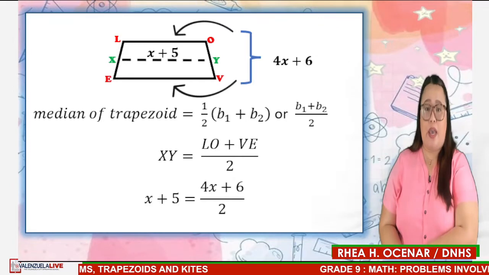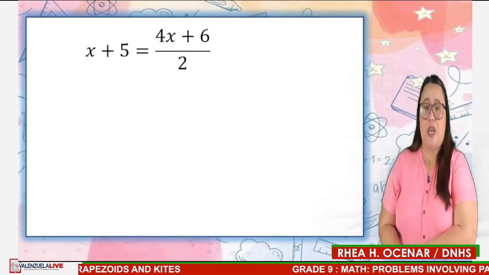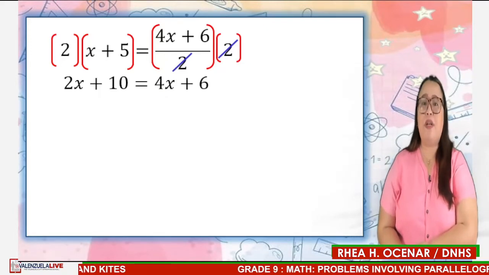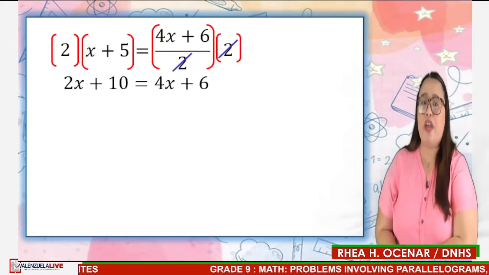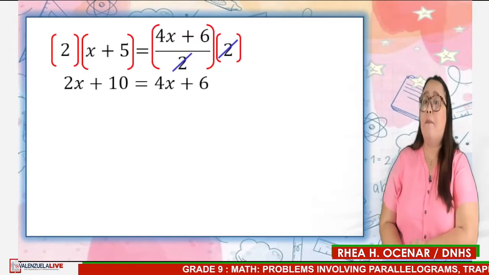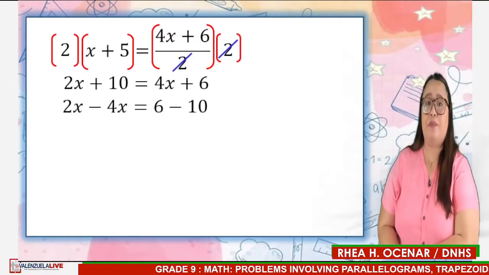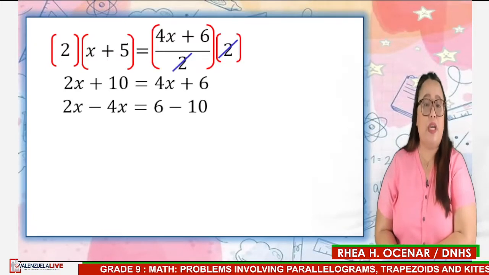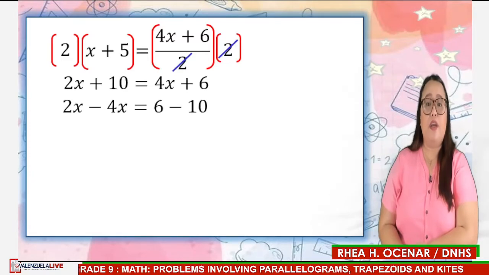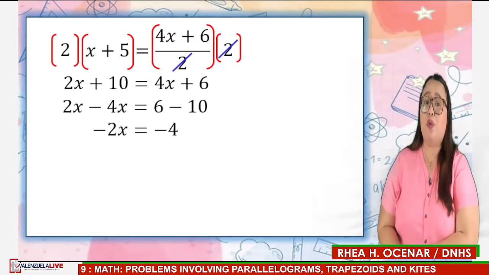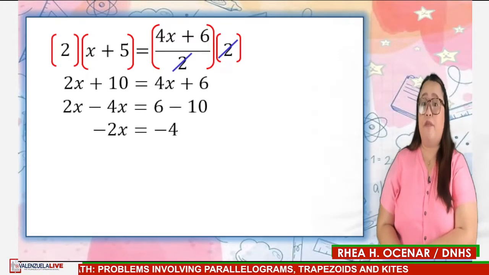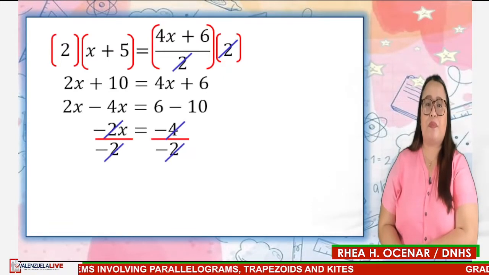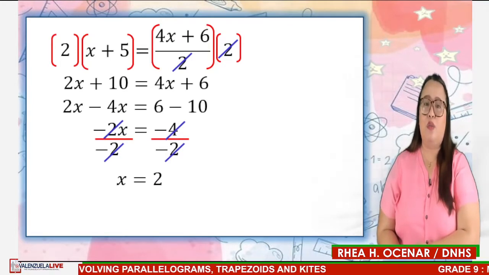Multiply both sides by the LCD. We have now 2x plus 10 is equal to 4x plus 6. By SPE, we have 2x minus 4x is equal to 6 minus 10. Simplifying, we have negative 2x is equal to negative 4. Applying DPE, we have x is equal to 2.